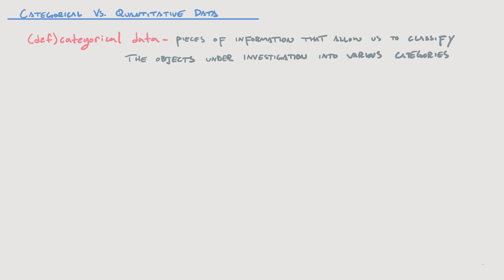All right, now I wanted to end this video talking about categorical versus quantitative data. So categorical data is when pieces of information allow us to classify the objects under investigation into various categories. So for example, stuff like a survey about eye color or favorite sport or yes or no polls. There's no numerical piece to this. It's each distinct category. So in the case of eye color, it's like blue, brown, gray, green, and so forth.